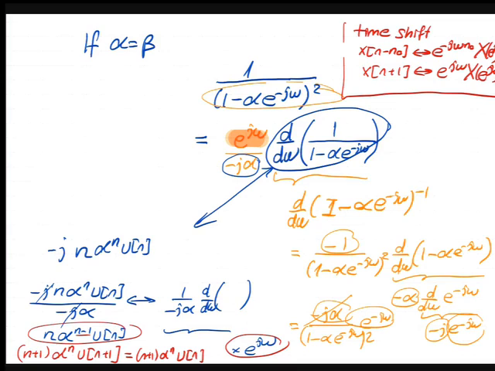And with that in mind, it looks very similar to the t times e to the negative at term. All right, so that's how you get around the case alpha equal to beta. You just use the derivative property. All right.